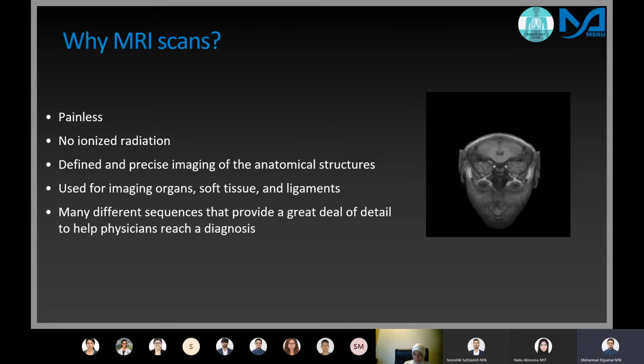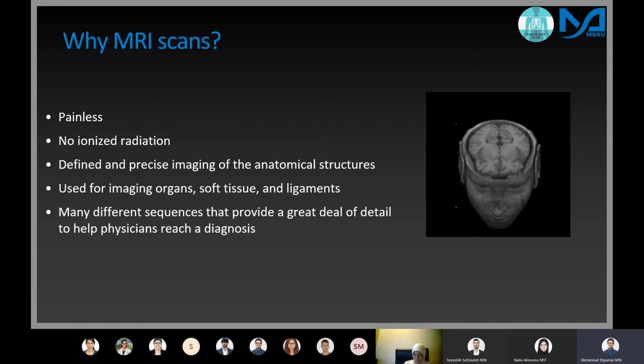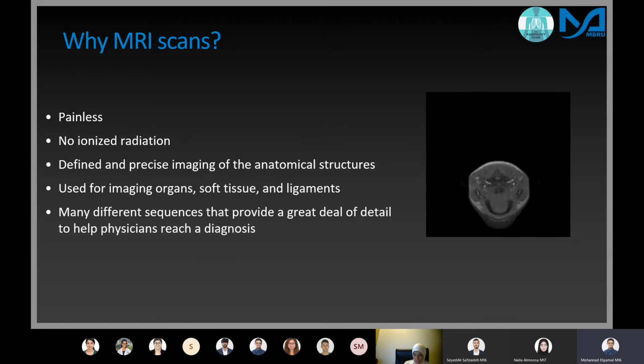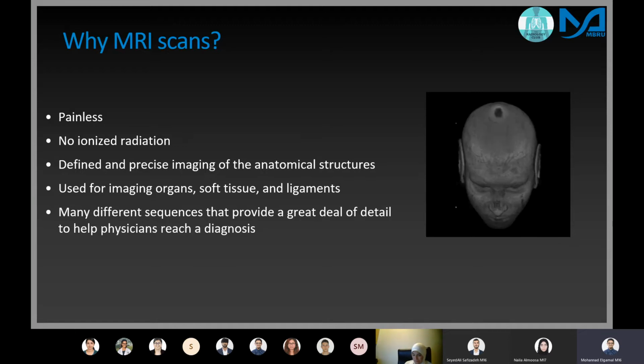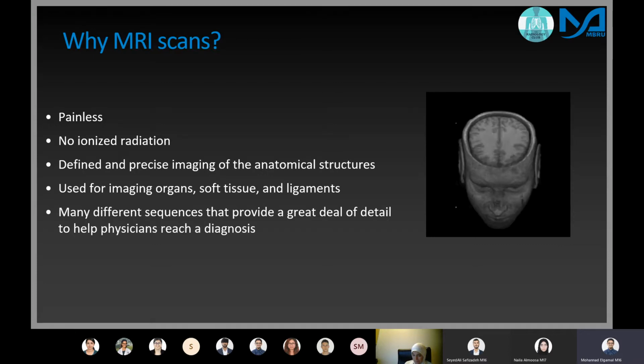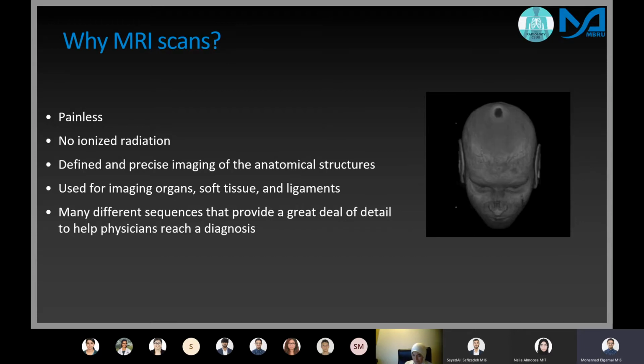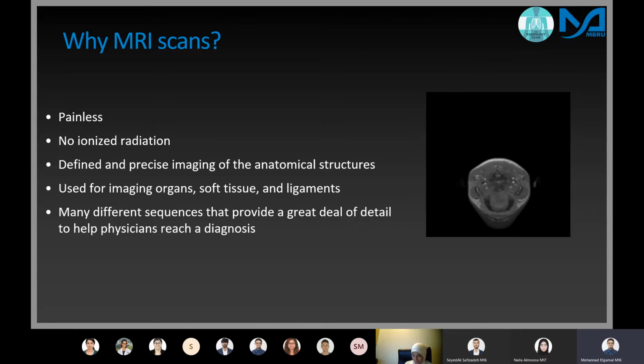And as you notice, if you go back and forth, or when I show you the comparison, you'll be able to tell that the soft tissues and anatomical structures are a lot more defined and accurate. You can see organ tissues, soft tissues, and ligaments a lot better. So it's useful to do an MRI when you're assessing these specific things. And you have all these different sequences with all these different benefits that can really help a physician pick up exactly what it is, like with the example we did before of MS.